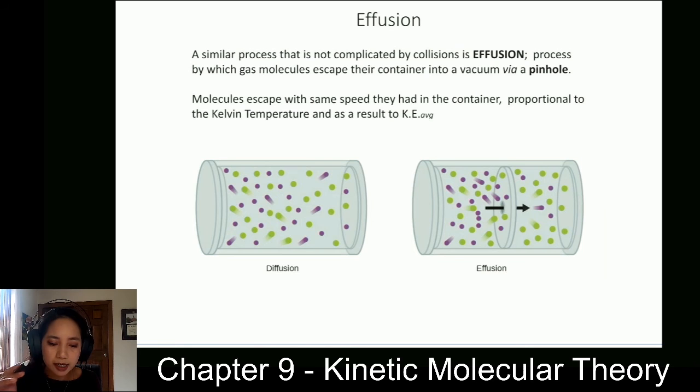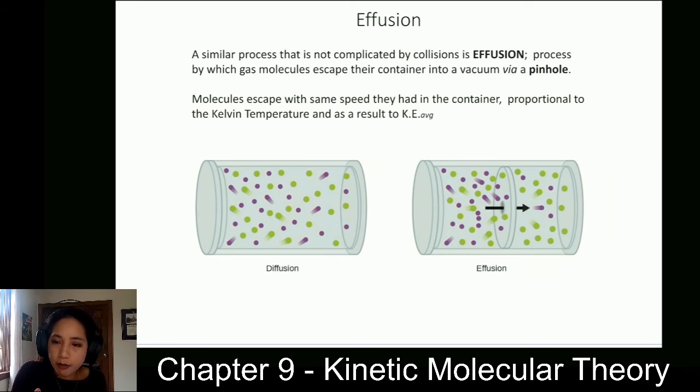Molecules can escape with the same speed that they had in their container, and that is proportional to the temperature of your sample, which is also related to the average kinetic energy of your sample. So essentially, how fast gas particles are moving is how fast they will escape through that pinhole. We're looking at the walls of the container and how often the particles hit them. If one of the walls of the container is just a small pinhole, we can actually measure the rate at which those gas particles are escaping.